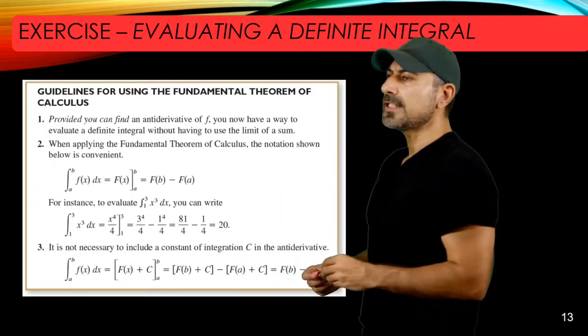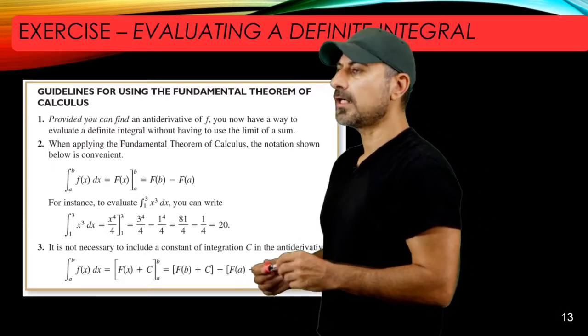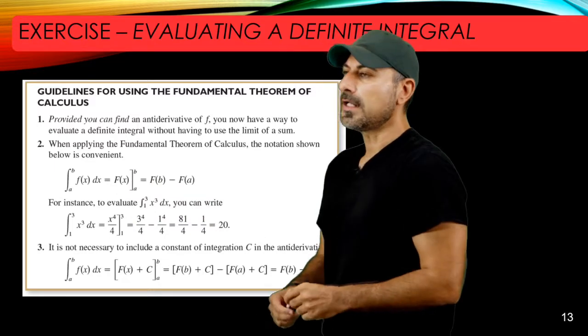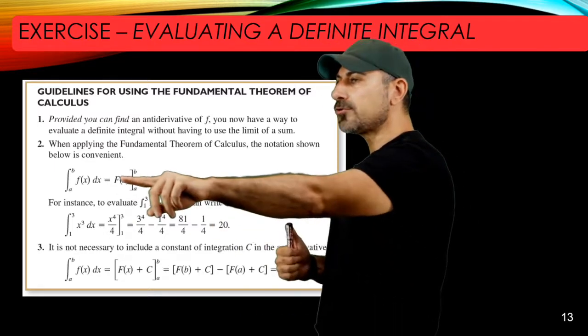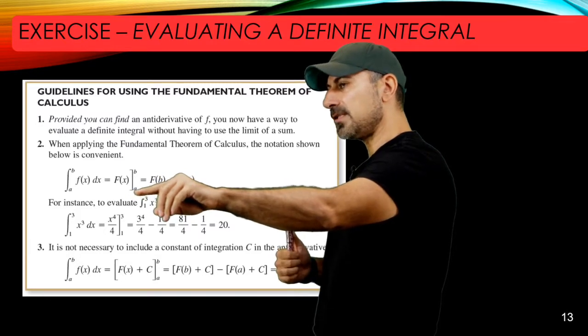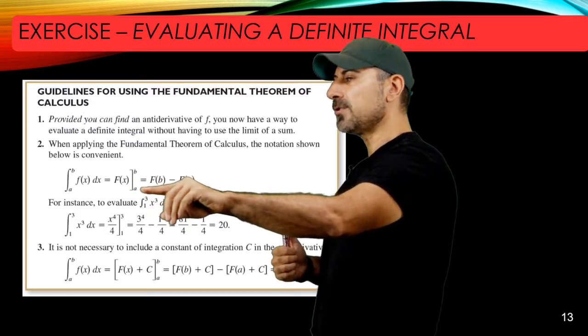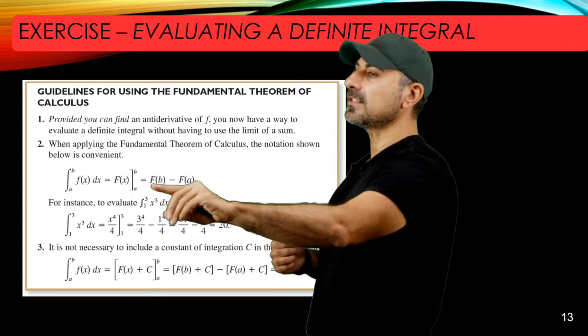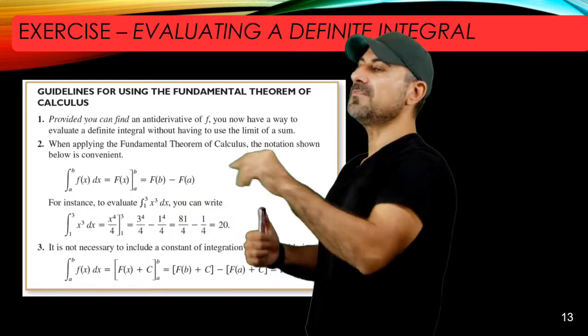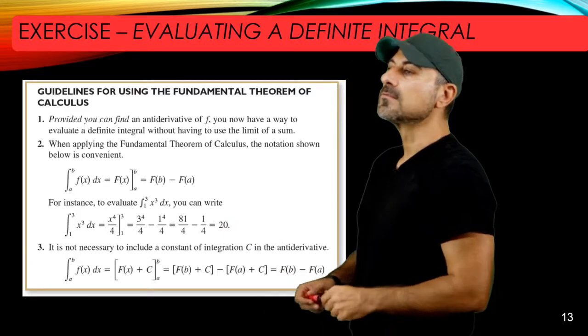So here's the notation that we use along the way. The integral of little f from a to b is equal to the antiderivative function, and here's the bracket notation. You put the lower limit and upper limit here. Essentially what you do is evaluate F at the upper limit and subtract F evaluated at the lower limit from that.